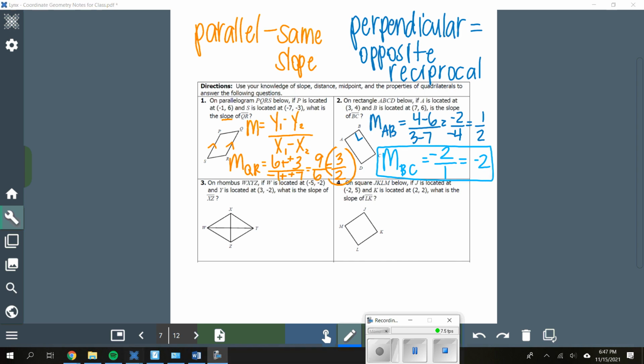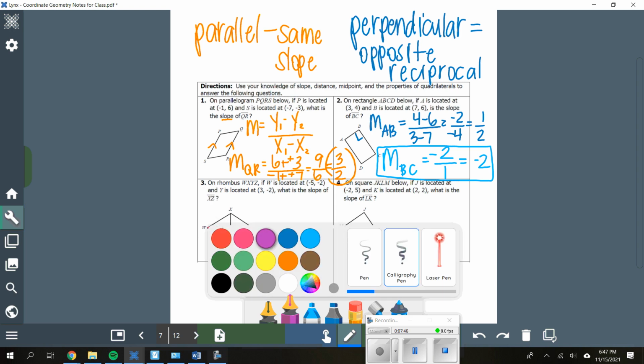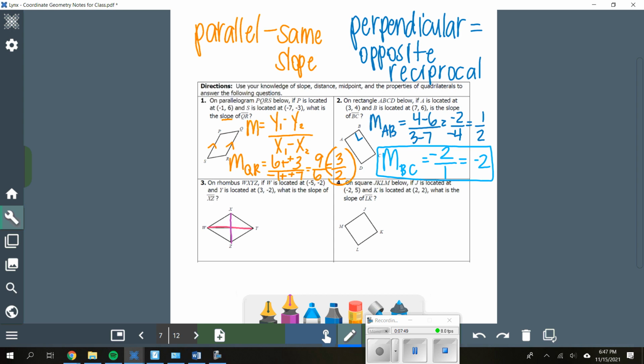On number 3, we have a rhombus. We are given the coordinates for W and Y, but we're asked to find X and Z. So we're given WY, asked to find X and Z. Well, these guys intersect, diagonals intersect in a rhombus at a 90-degree angle. So again, they need to be perpendicular.